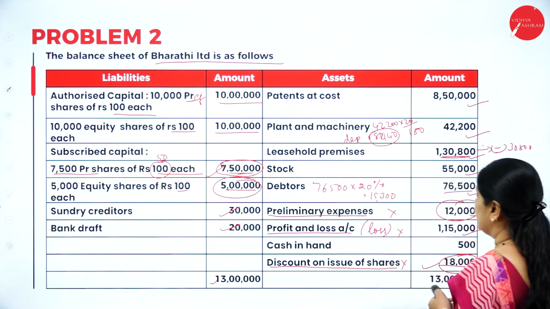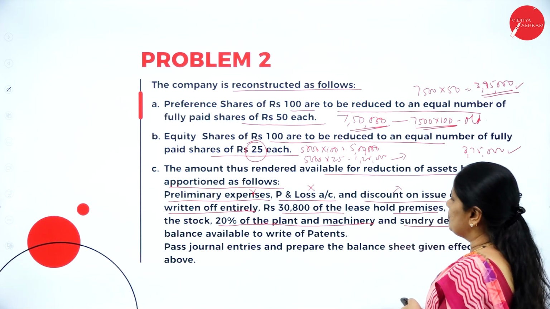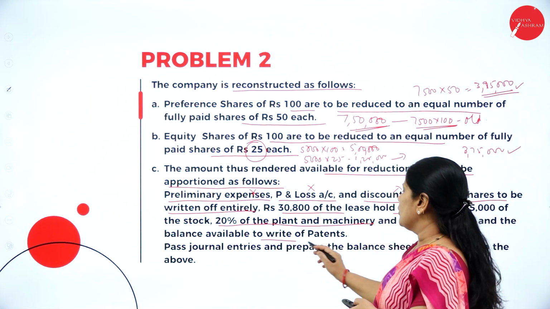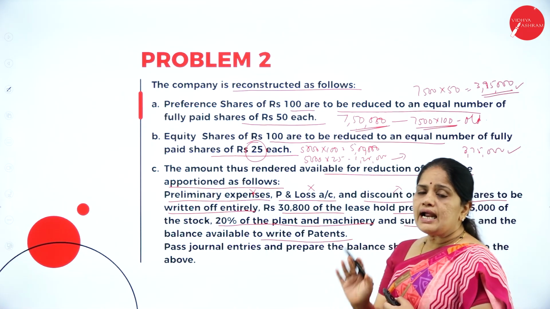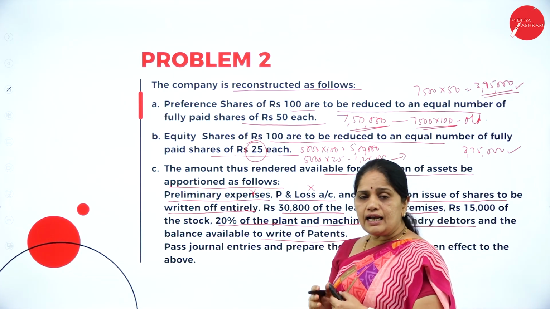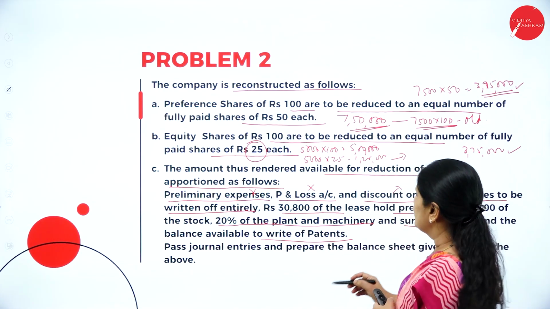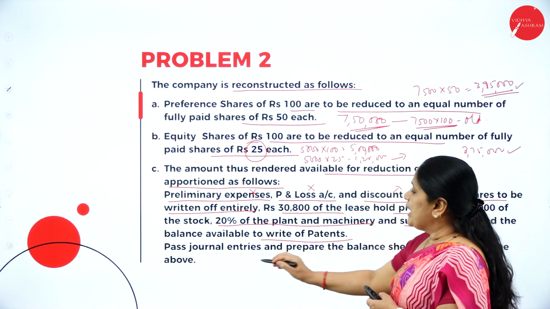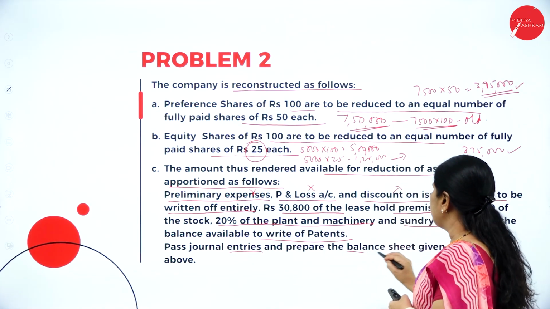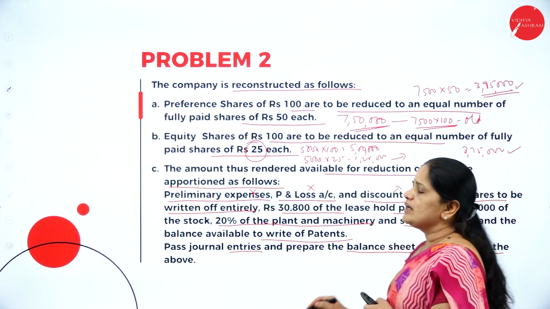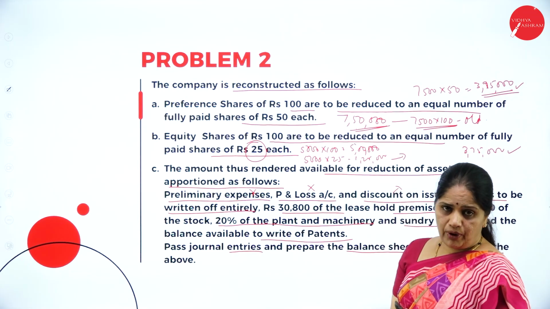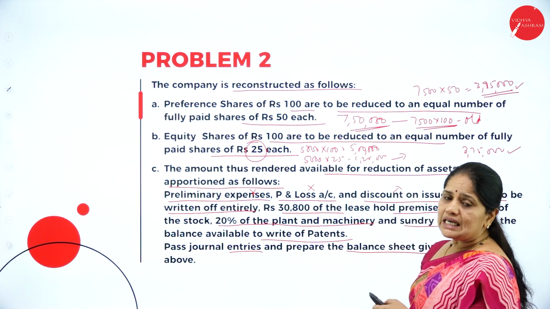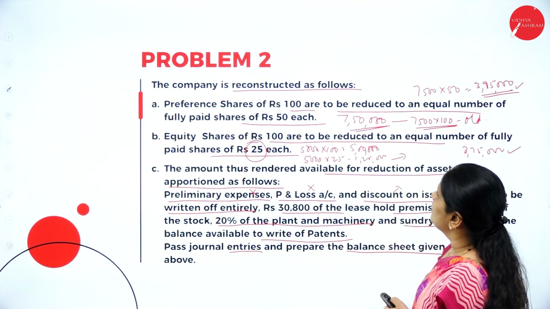15,300. Then next one is, and the balance available to write off the patents. Now first we write off all these losses, and if there is any balance, that balance is to be utilized to write off the patents. Pass journal entries and prepare the balance sheet giving effect to the above. So we have just analyzed the problem. Now we will work out the solution to the problem here.